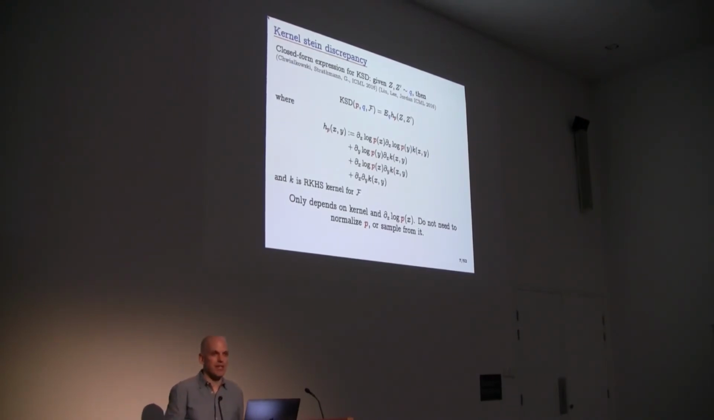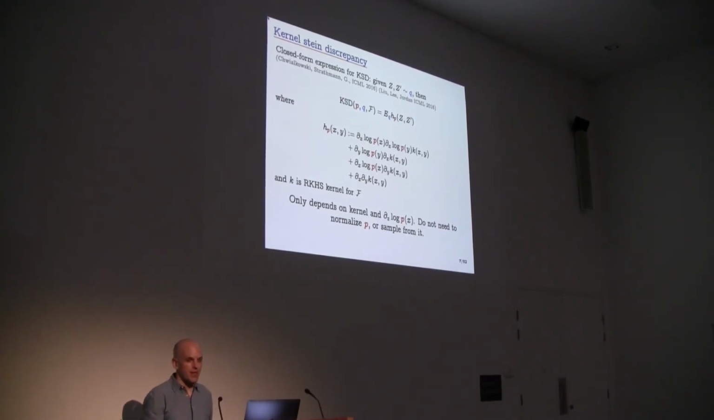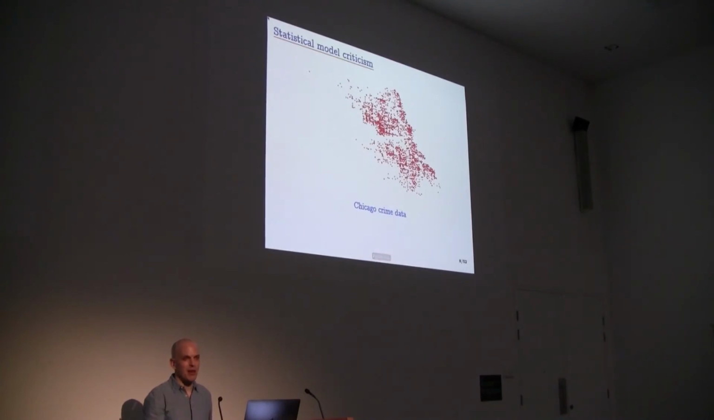So I don't need to normalize p, I don't need to sample from p, I can just write this thing down. So now let's go back to my Chicago crime data.